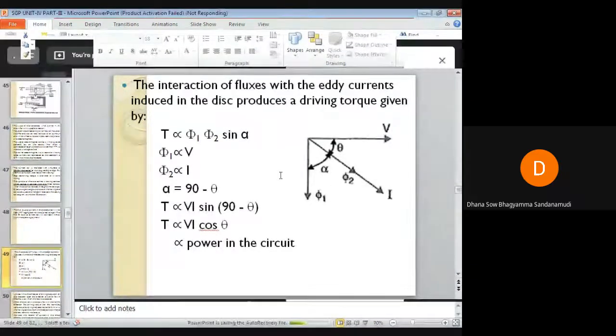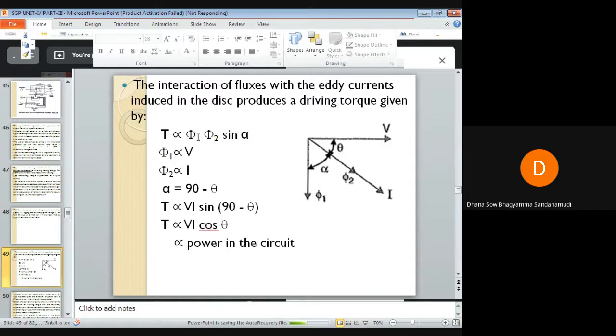Of course, these windings are inductive in nature. The current will be lagging the voltage by some angle theta, and both the fluxes phi 1 and phi 2 will have space and time displacement, so they will have a phase displacement of alpha. We already know the torque equation.